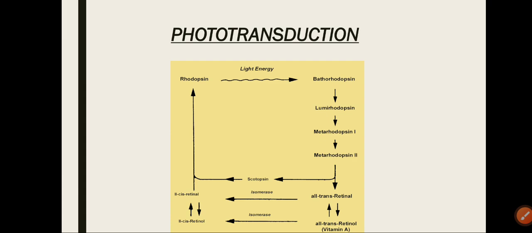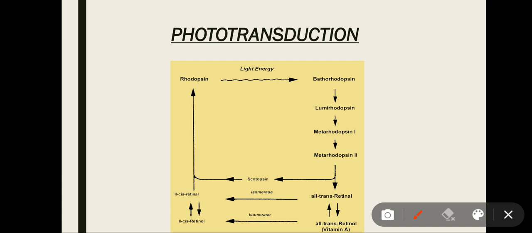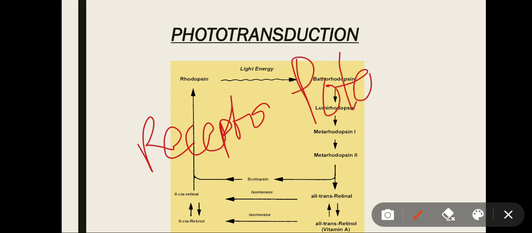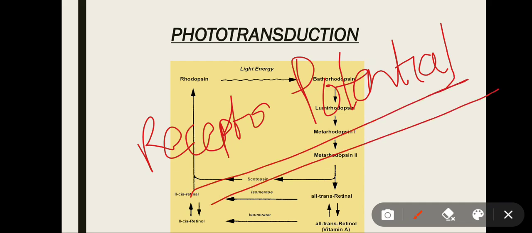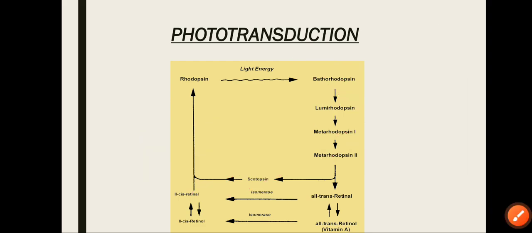Then finally, the receptor activated rhodopsin, following the exposure to light, triggers a cascade of complex biochemical reactions which ultimately results in the generation of the receptor potential. This receptor potential will be generated in the photoreceptor cells, obviously in the retina. In this way, the light energy is converted into electrical energy, which is further processed and transmitted by the visual pathway.